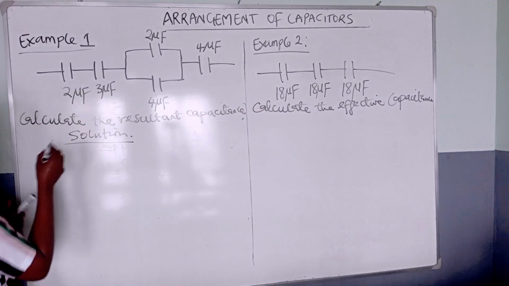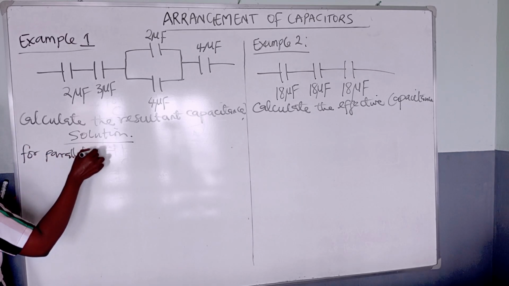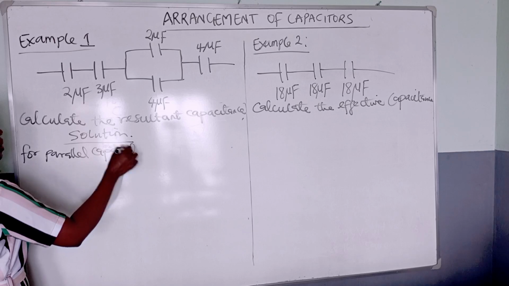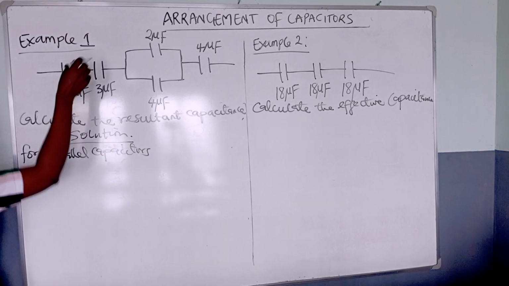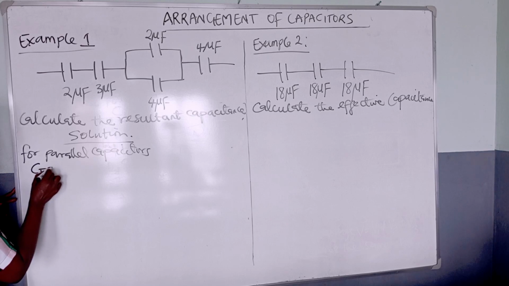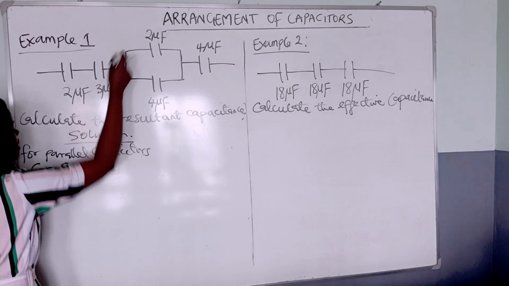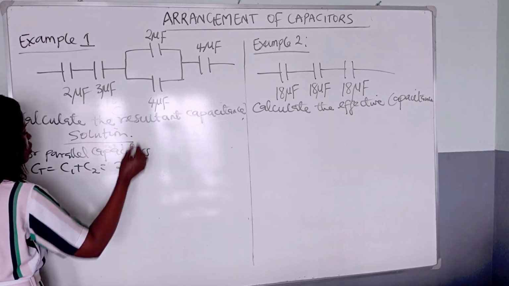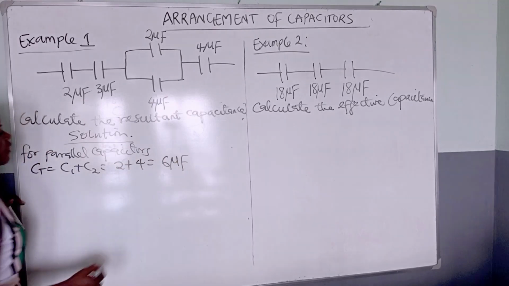Solution. We have four capacitors, two of them in parallel. So what do we have? We have this and this. C total is equal to C1 plus C2. And my C1 here is 2 plus this is what? 4. So I have 6 microfarad.